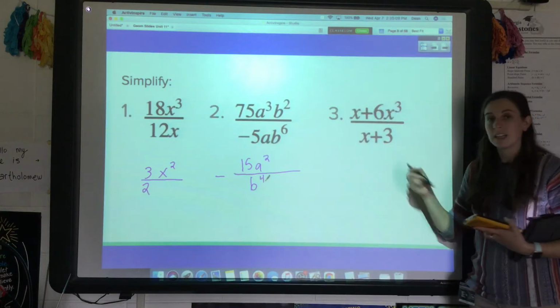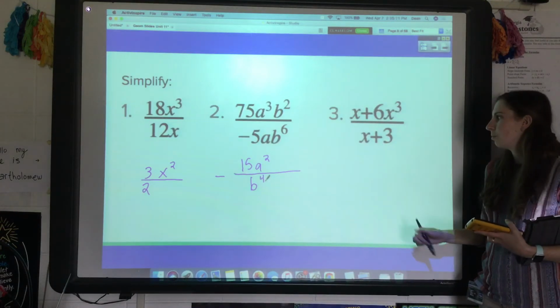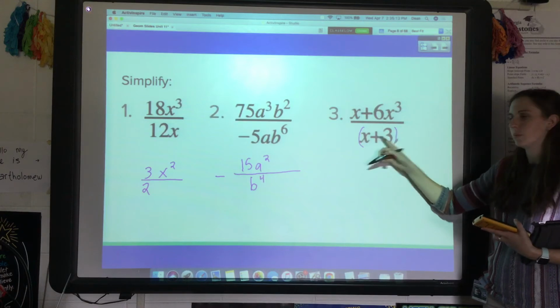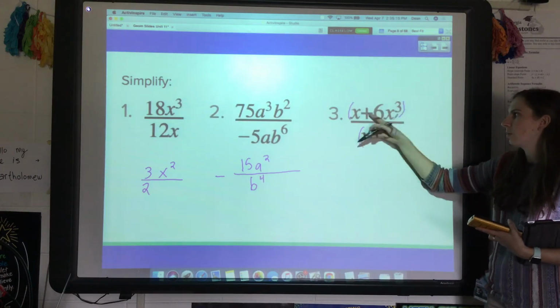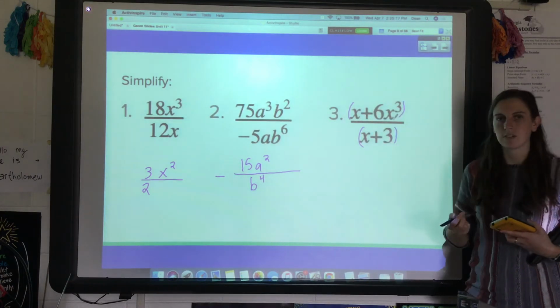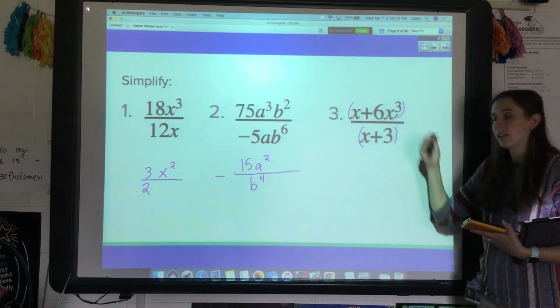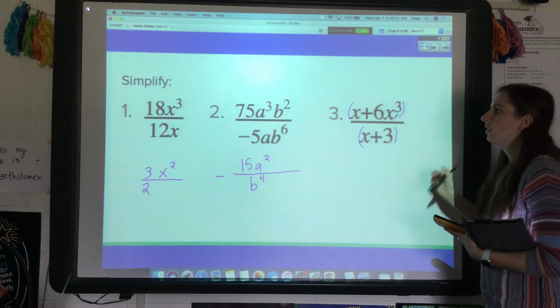And on this one, I can't cancel anything because this is attached with the plus. I could factor out an x, but that's not really going to help at all. So there's nothing I can do on that one, nothing I can cancel.